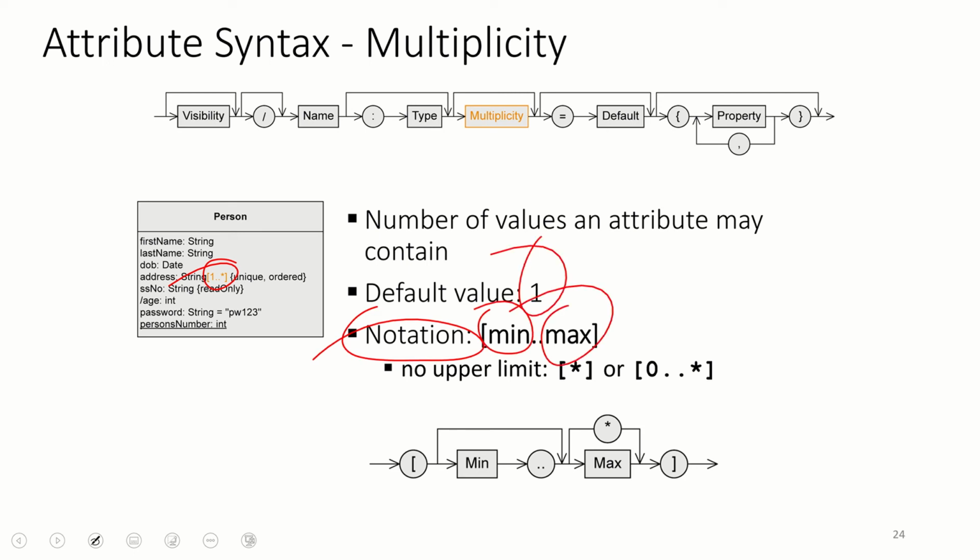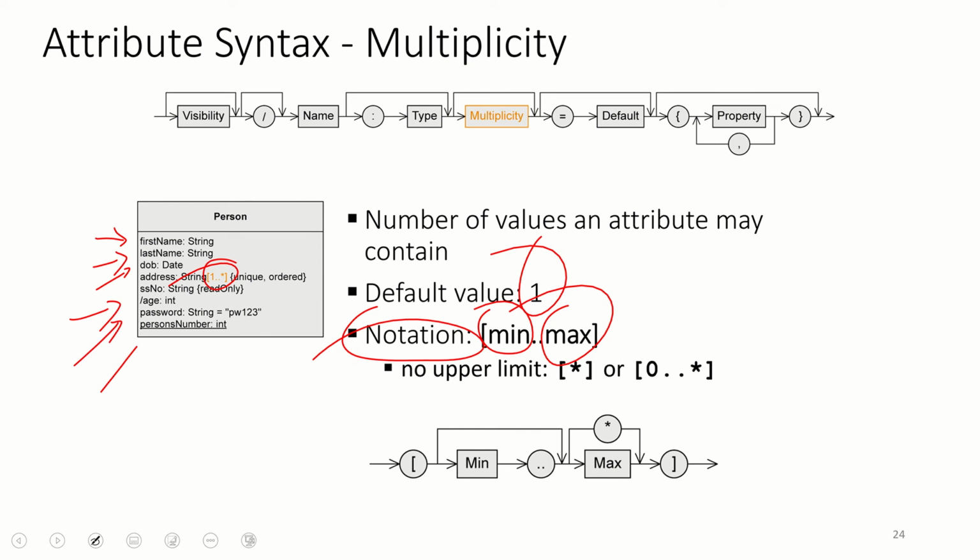So as default, if we didn't say, the attribute's value is one. So for one person, you can have one first name, one last name, one date of birth, right? For the age, only one. For the password, only one. For the personal number, only one.